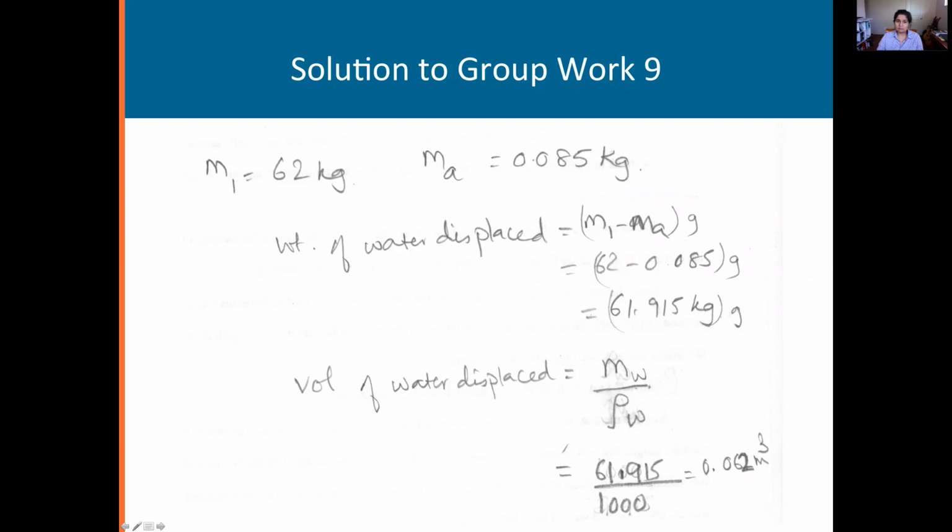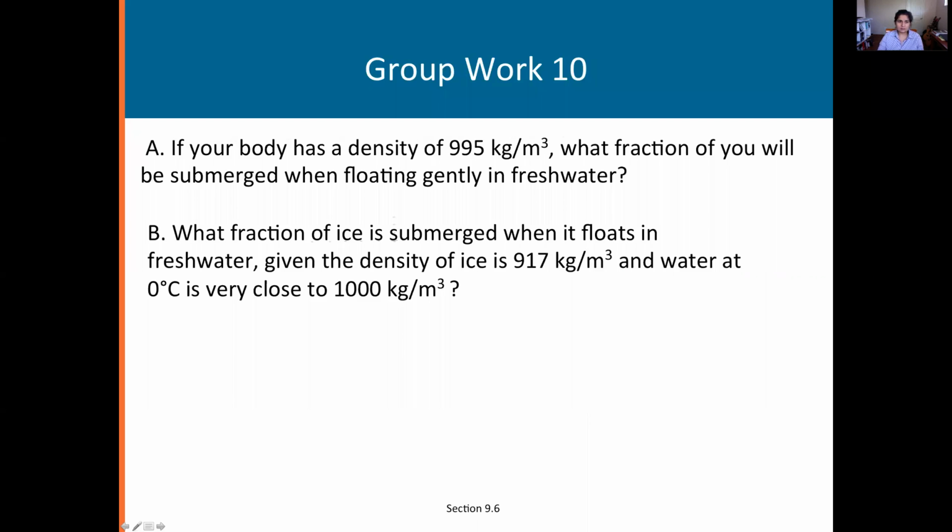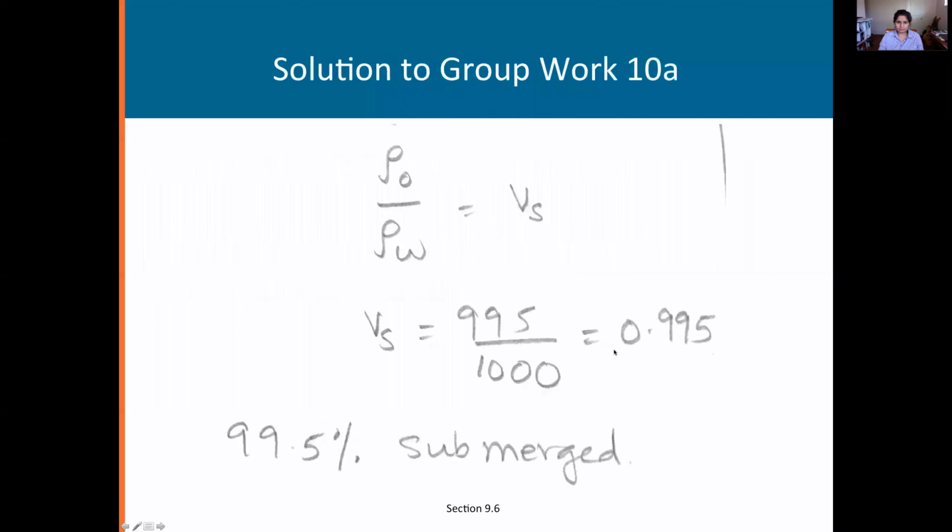This is maybe a slightly more complicated question. You'll probably get a simpler question than this. Let's look at another question. If your body has a density of 995 kg per meter cubed, what fraction of you will be submerged when floating gently in fresh water? So you're just going to take the ratio of the densities and set them equal to the ratio of the volumes. The second question is identical, just for a different system. So we're just going to talk you through the results of the first one.